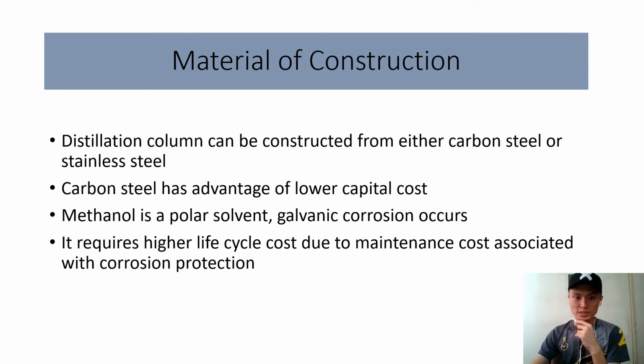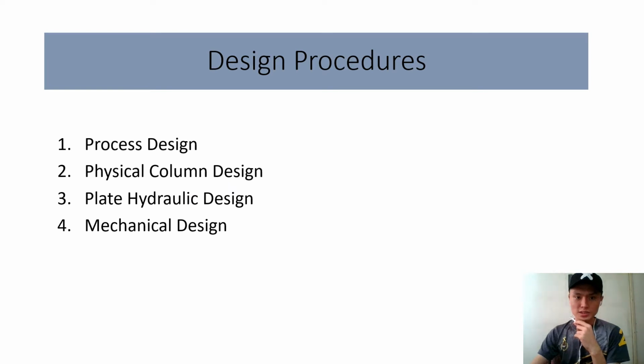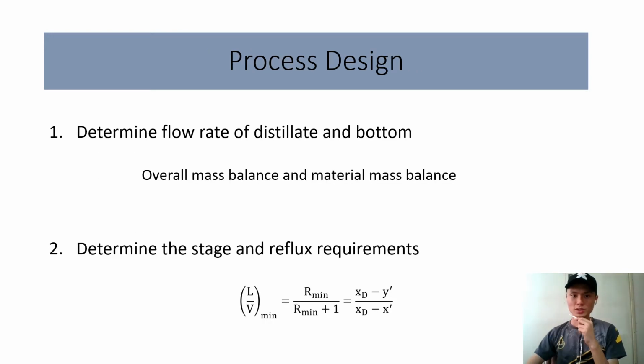So for material of construction, we choose stainless steel because methanol is a polar solvent and galvanic corrosion will occur. Next, for the vessel support, we will choose a skirt support because the orientation of our distillation column is mostly vertical. For the design procedure, there are four, which are the process design, physical column design, hydraulic design, and also mechanical design. So I'll talk about the process design.